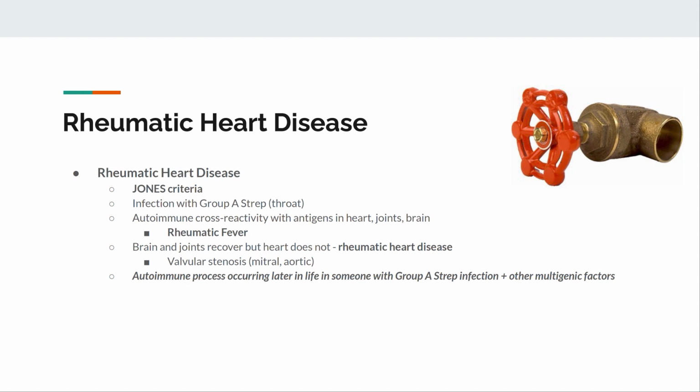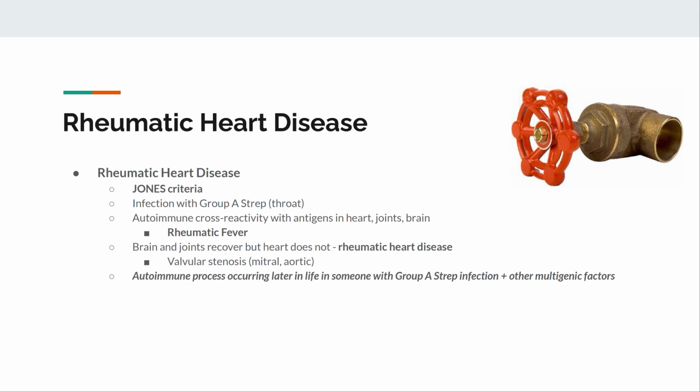And then a few weeks later, after clearing up that infection, in some people that are predisposed, they will begin to mount an autoimmune reaction to an antigen present on the group A strep, which resembles antigens in the heart, joints, and brain. That acute inflammatory response is what is rheumatic fever.